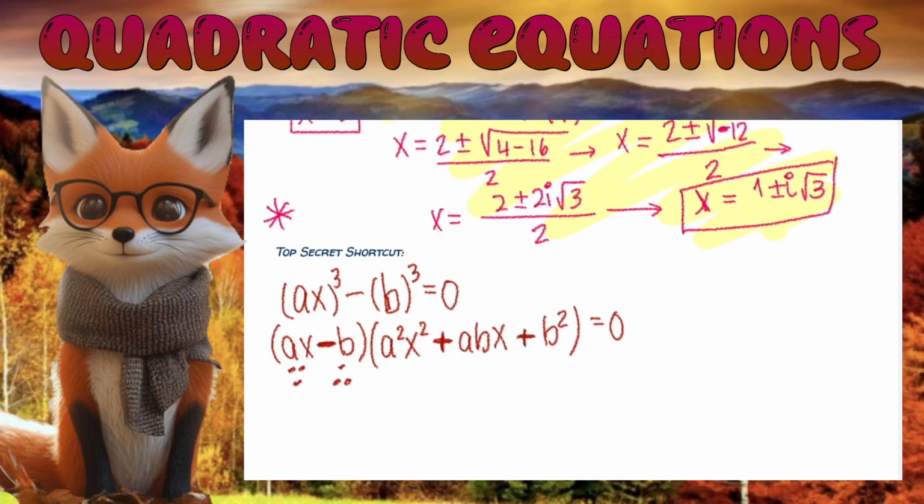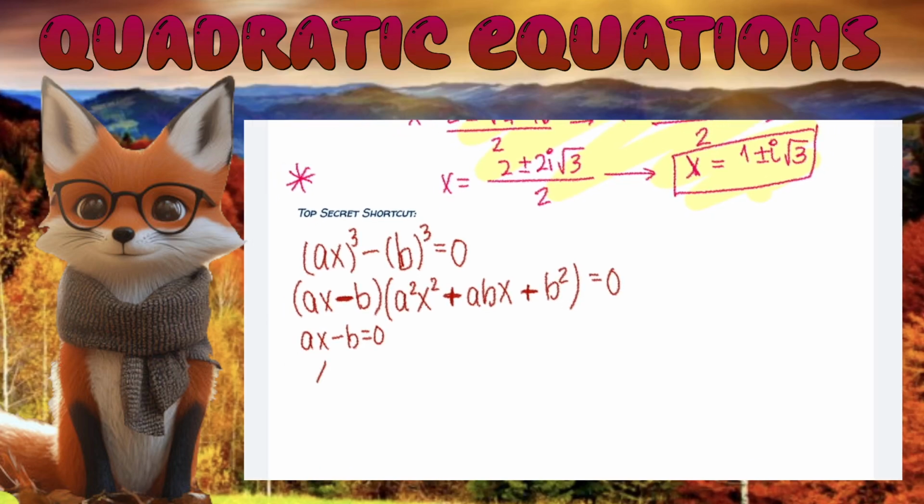Now, from here to solve, ax minus b is 0. Add b and divide by a. So x will equal b over a. So there's my real solution.